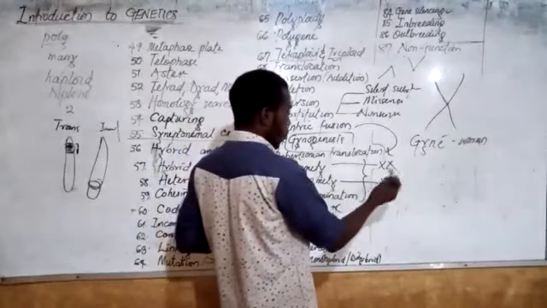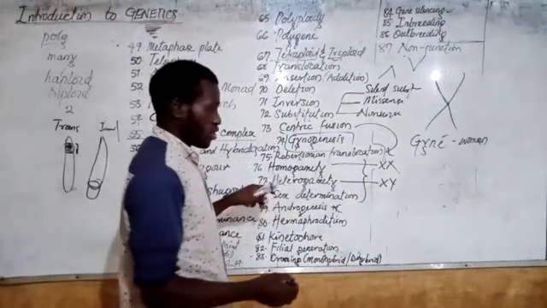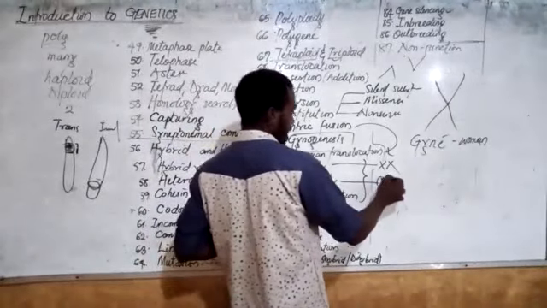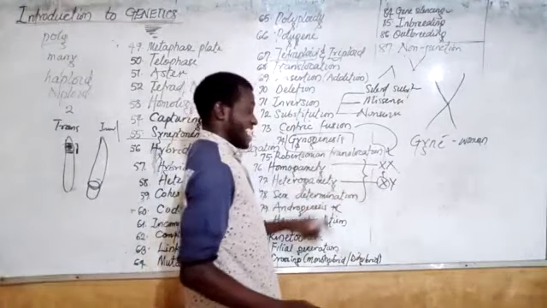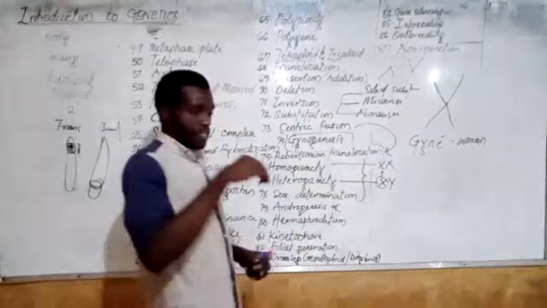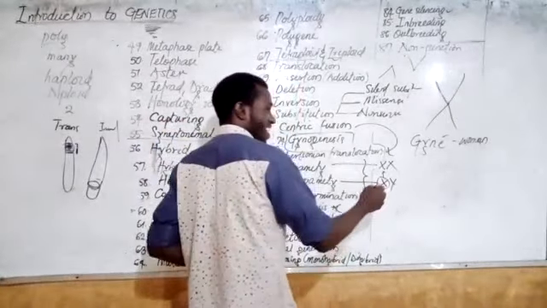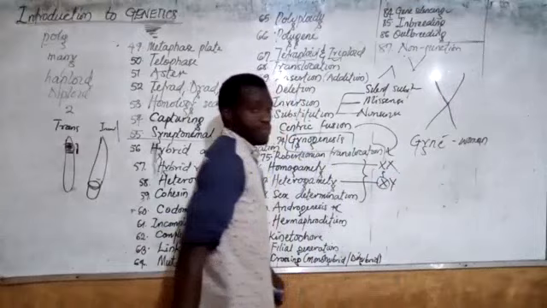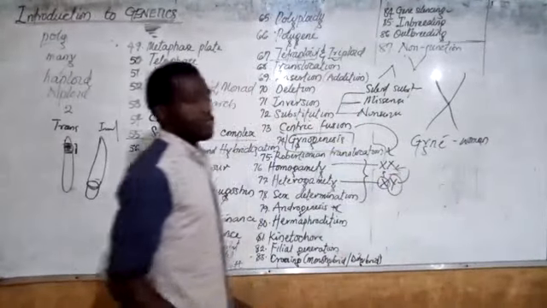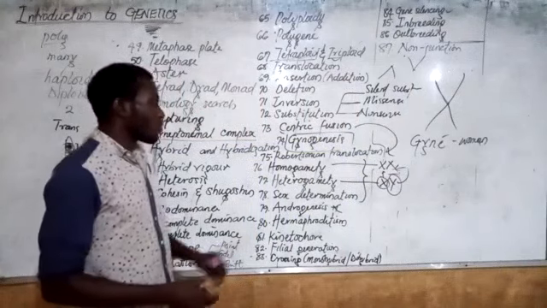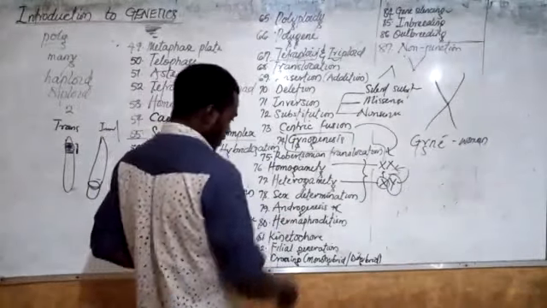So why it is the sex determinant is that if the X chromosome from the sperm fertilizes the egg, then it means that the individual is going to be a woman, a girl, a female. Then if the Y chromosome fertilizes the egg, then the individual is going to be a male. So heterogamity determines sex, right?